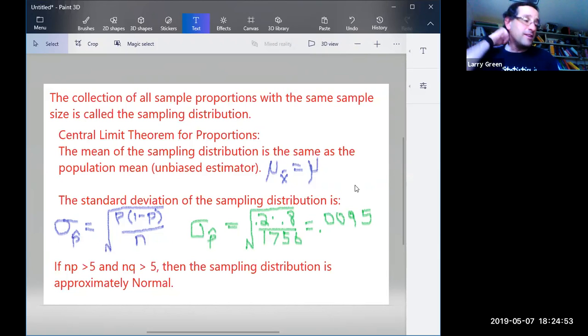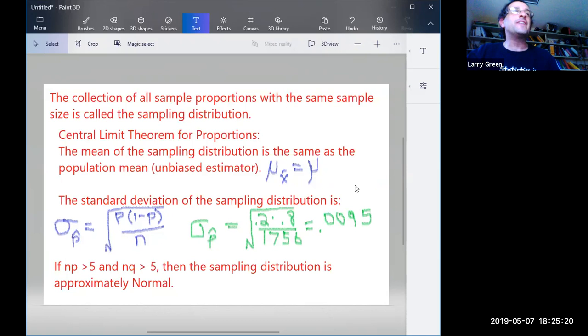All right, I wanted to start out with this because this is one of the biggest mistakes students make, not checking NP and NQ greater than 5. Because there's a part 2 of the central limit theorem with a different number. But I want you to know this one whenever it's a proportion. And today is the first day I'm really going to focus on this.